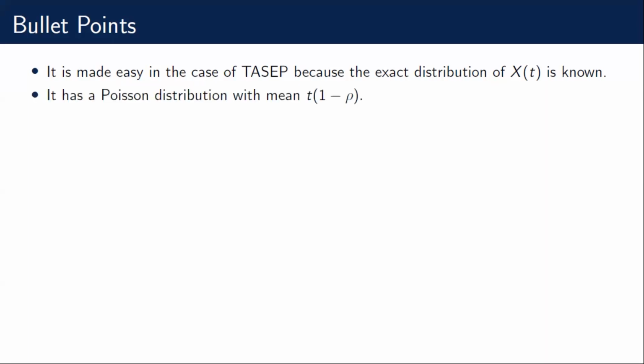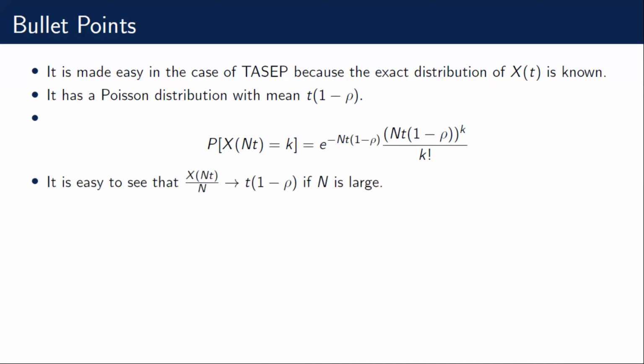It's known, for example, that xt is a Poisson distribution with mean t times (1 minus rho). That's only for TASEP. So in particular, one knows that the probability that x of nt is equal to k is given by the Poisson probability. And this means you can compute directly that x of nt over n converges to the mean of the Poisson random variable, which is t times (1 minus rho).